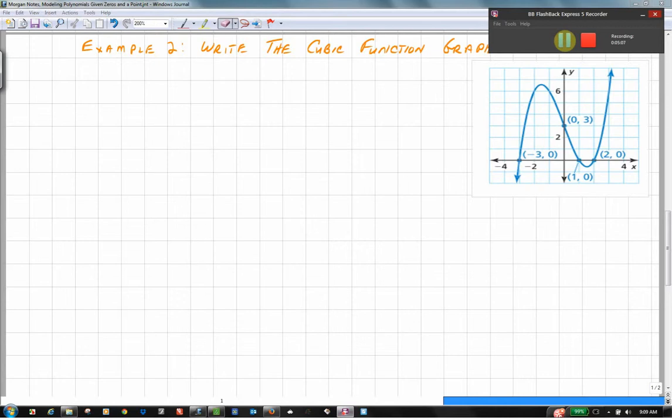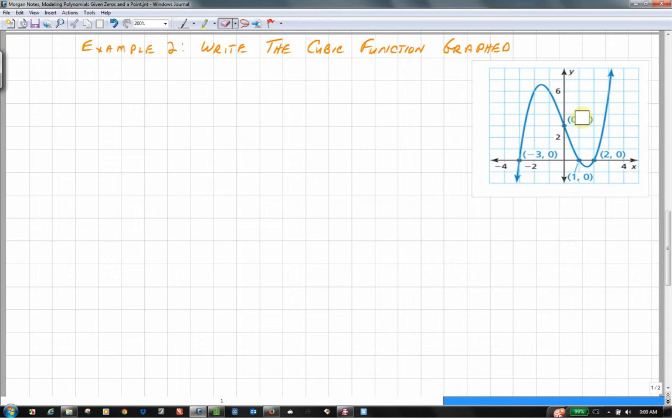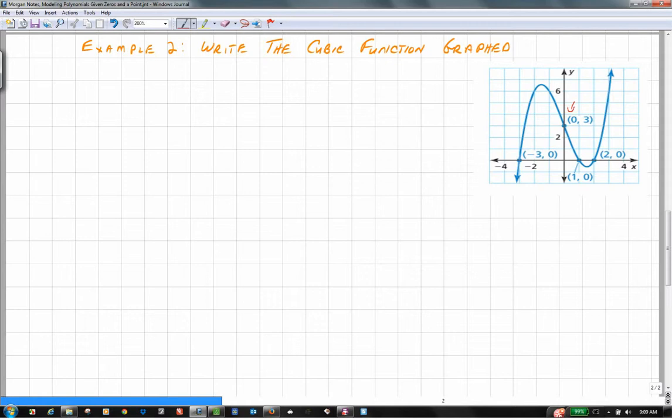Okay, for the second example, they give us a graph. Like I said, they could have given us a set of points, and we would have to find the zeros out of the set of points. Of course, the zeros would be the points that have the y value equal to 0. If this was a list, it could be a little confusing, because if the x-coordinate is 0, then that obviously is not a zero. That's a point that the curve passes through.